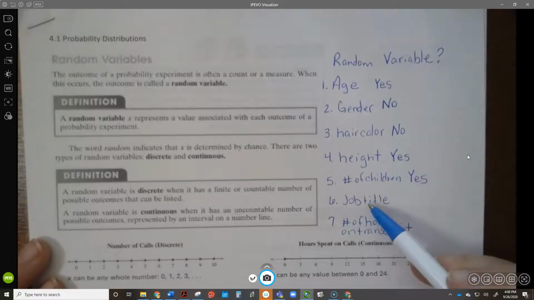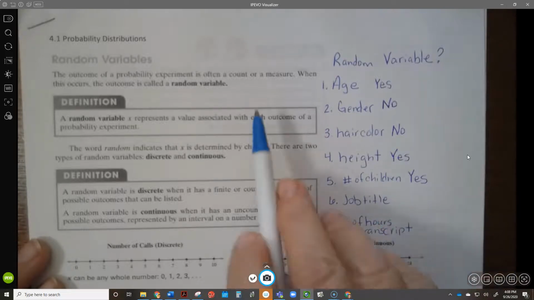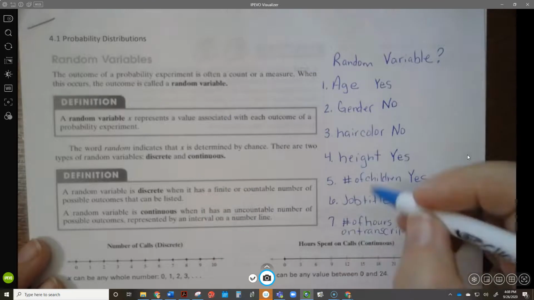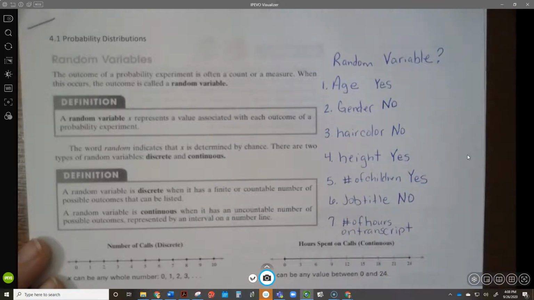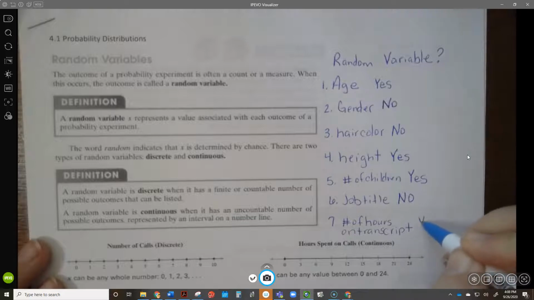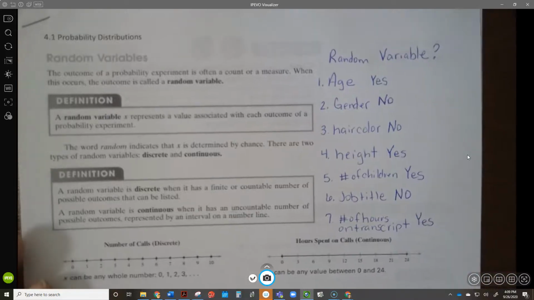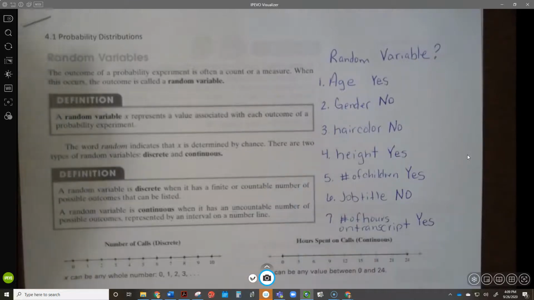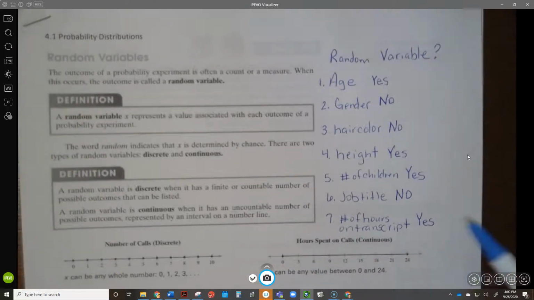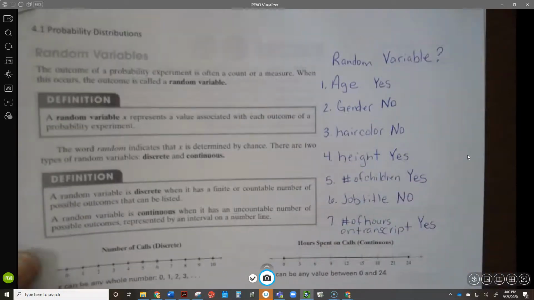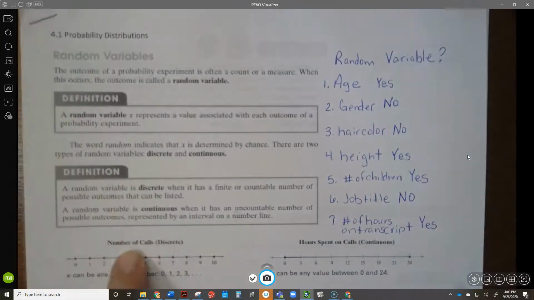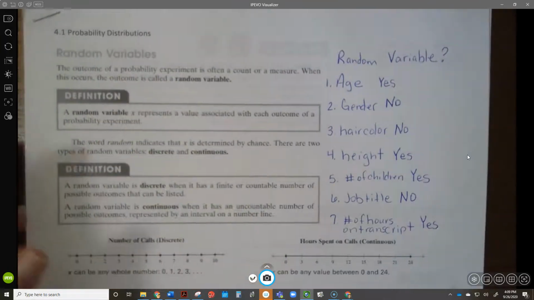A job title: teacher, nurse, doctor, principal, technician, hairstylist, colorist, anesthetician. That's a very hard word to say. Are those numerical values? Or is a job title something that you can count or measure? The answer is no. Number of hours on a transcript. That is a numerical value. That's something that you can count. So it's pretty easy to see that we're going to be dealing with things that we can either count or measure when we're dealing with probability distributions for discrete random variables.